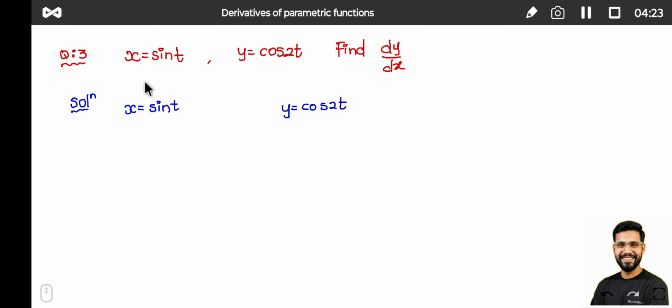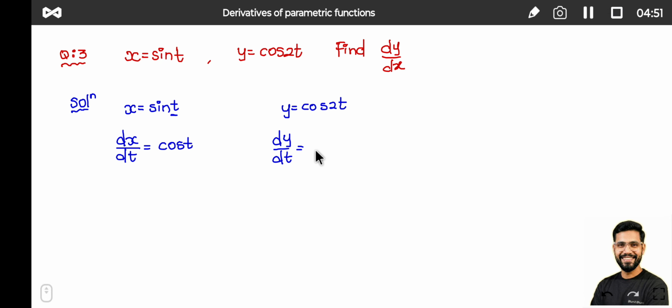So the next question is x is equal to sin t, y is equal to cos 2t. Find dy by dx. So x is equal to sin t, so the variable here is t. If we take the derivative of x with respect to t, we will get dx upon dt, the derivative of sin t, which is nothing but cos t. Okay, so that's the answer. And on the other side, if we take the derivative of y with respect to t, dy by dt is equal to the derivative of cos 2t, which is minus sin 2t, multiplied by the derivative of 2t also, which is 2.